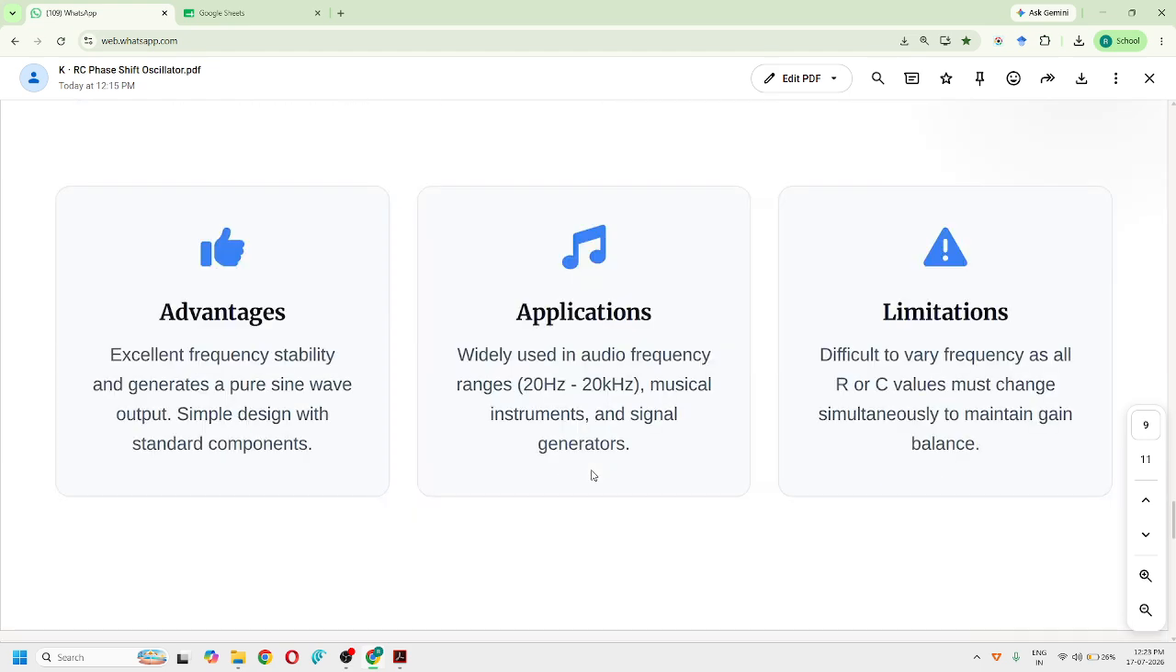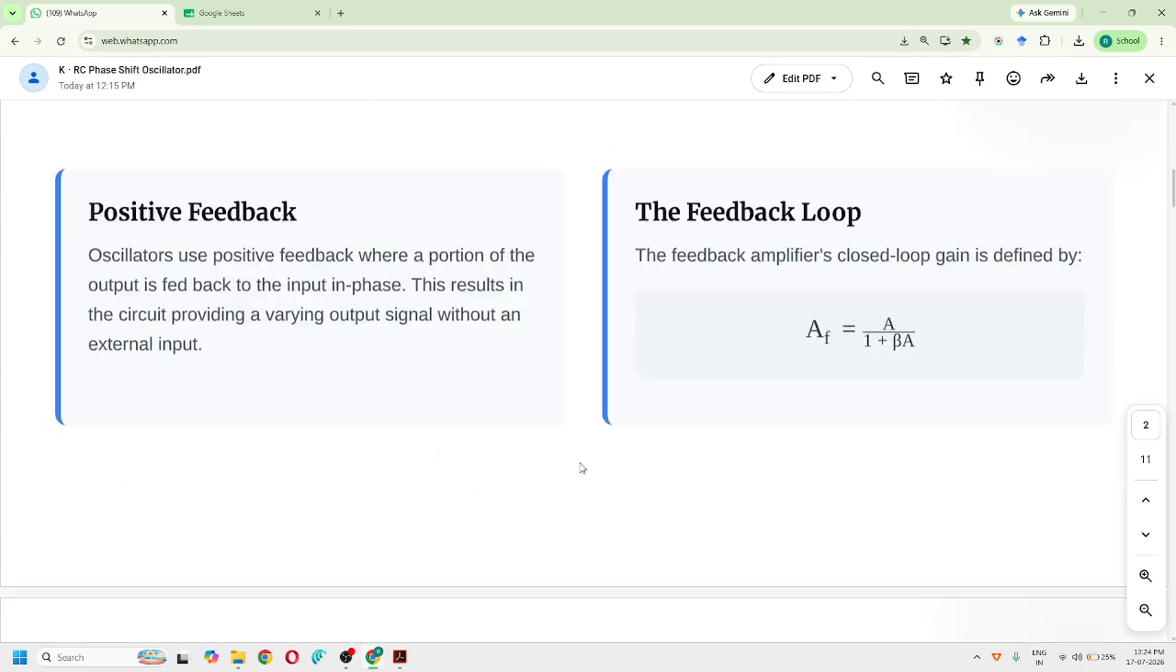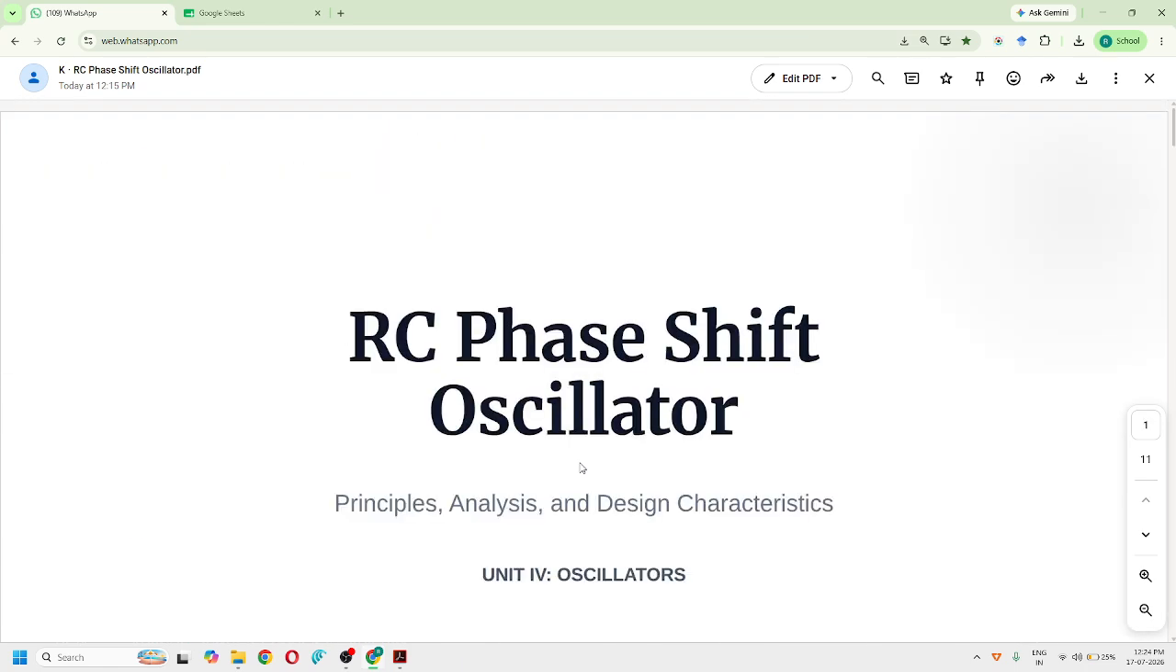What are the advantages? Excellent frequency stability, and it generates a pure sine waveform. It is widely used in audio frequency applications ranging from 20 Hz to 20 kHz. As for limitations, R and C values are very low, so we cannot generate very high frequency. That's all about the introduction to the RC phase shift oscillator.